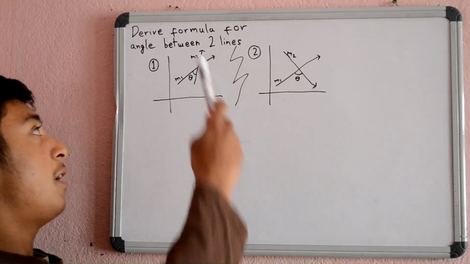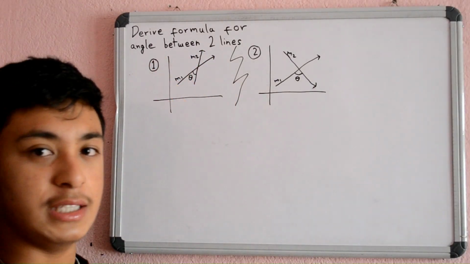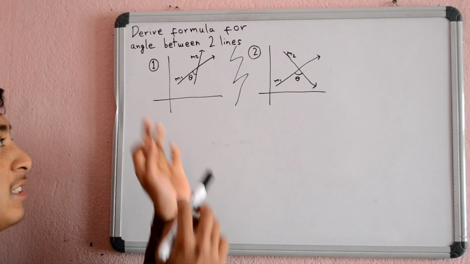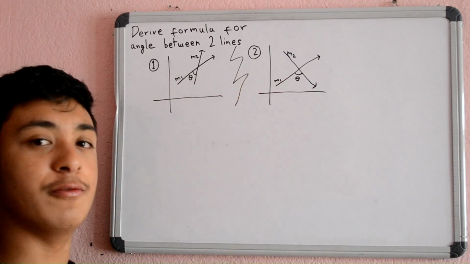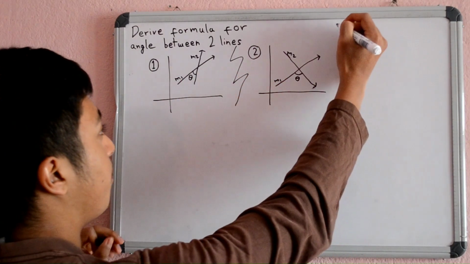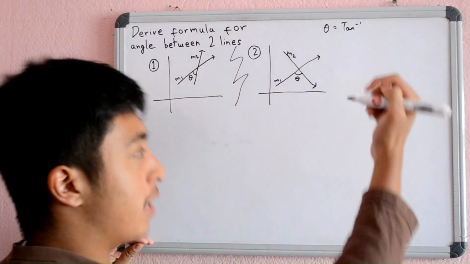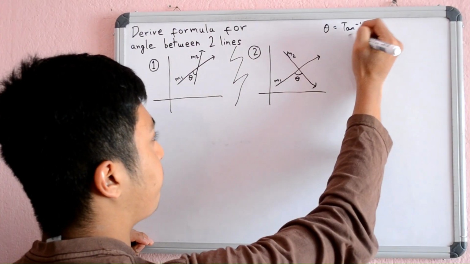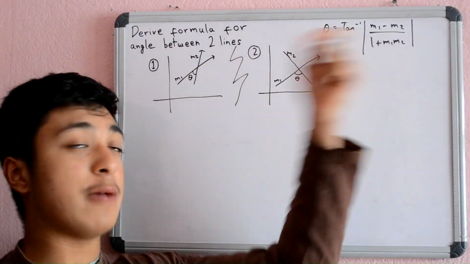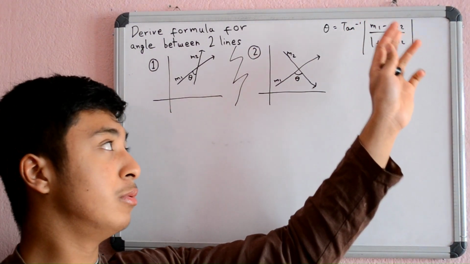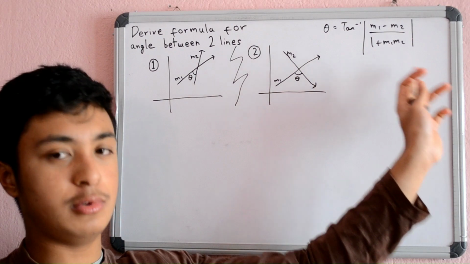Hello guys, let's derive the formula for angle between two lines. Now, you can say this is case 1 and 2, but they'll have the same formula. So, let's just write the formula over here, which we have kind of memorized. So, tangent inverse of absolute value of m1 minus m2 by 1 plus m1 m2.